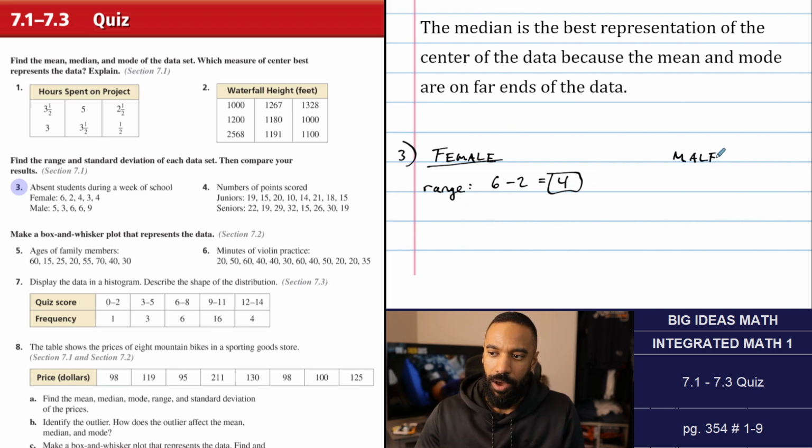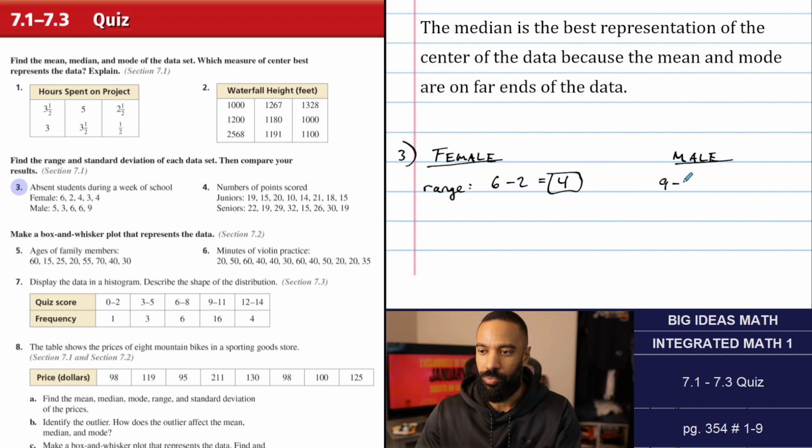Male, let's just do that while we're here, because standard deviation has a lot more to do. So we're on the same line for range right now. I hope that's okay. So smallest number is 3, highest number is 9. So 9 minus 3 gives you 6.